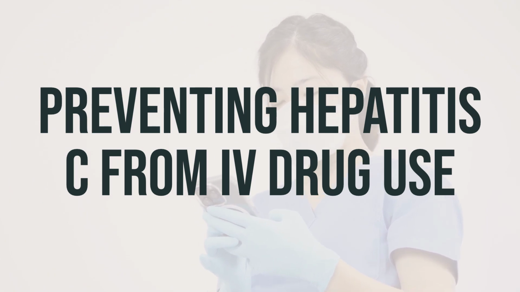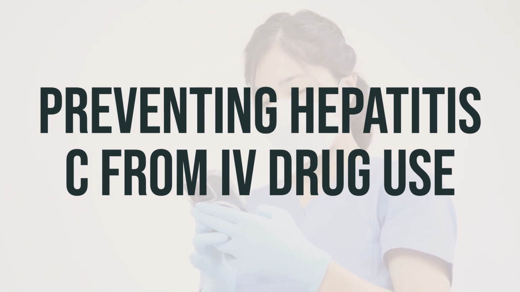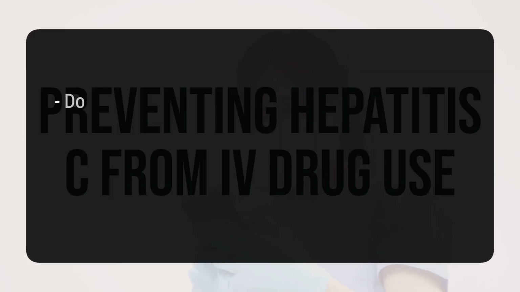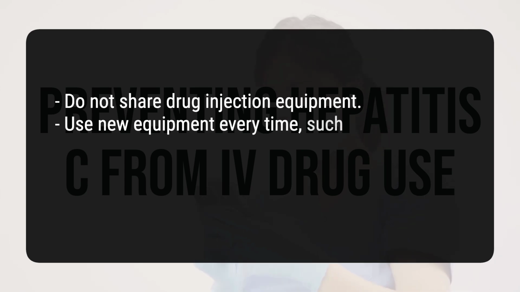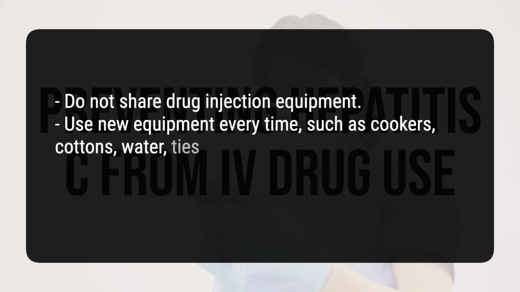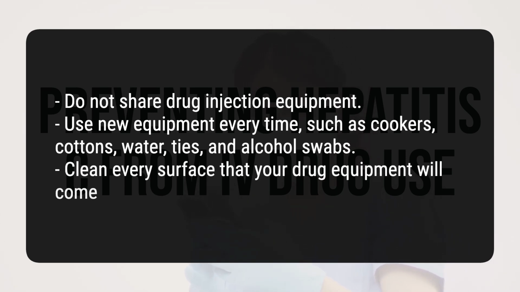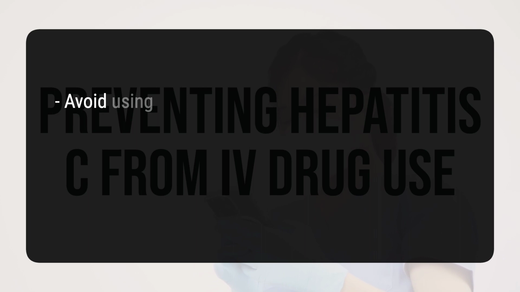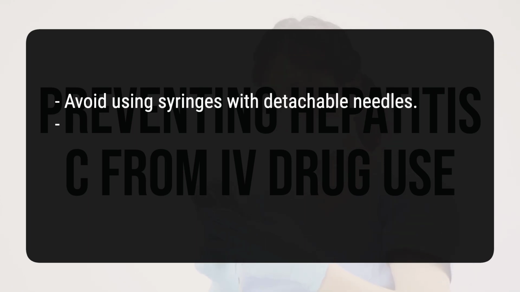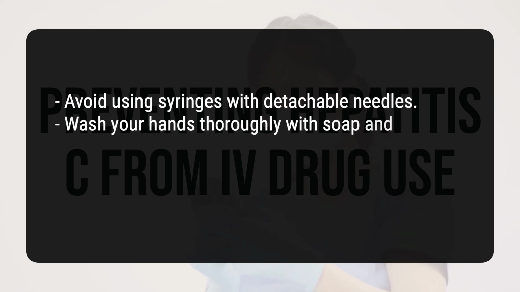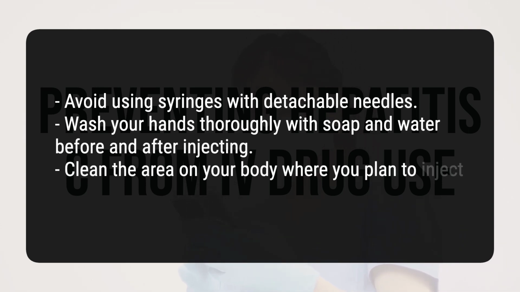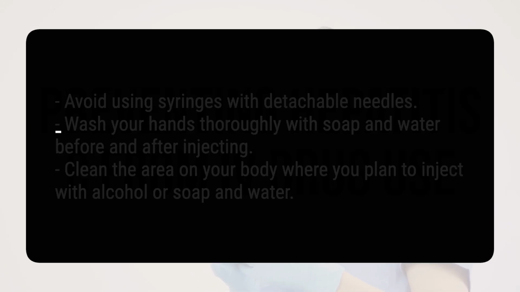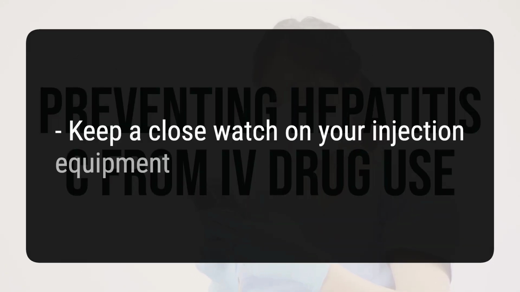If you're unable to stop injecting drugs, there are measures you can take to protect yourself from hepatitis C. Do not share drug injection equipment. Use new equipment every time, such as cookers, cottons, water, ties, and alcohol swabs. Clean every surface that your drug equipment will come into contact with. Avoid using syringes with detachable needles. Wash your hands thoroughly with soap and water before and after injecting. Clean the area on your body where you plan to inject with alcohol or soap and water. Keep a close watch on your injection equipment to avoid sharing.